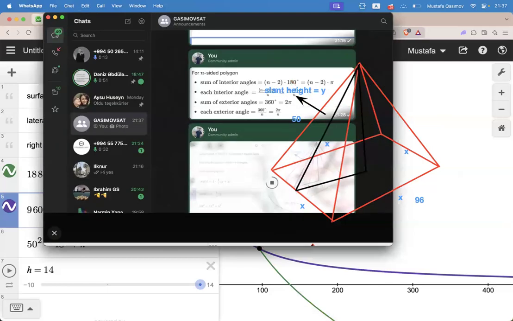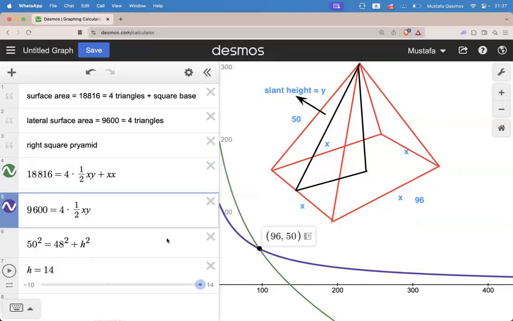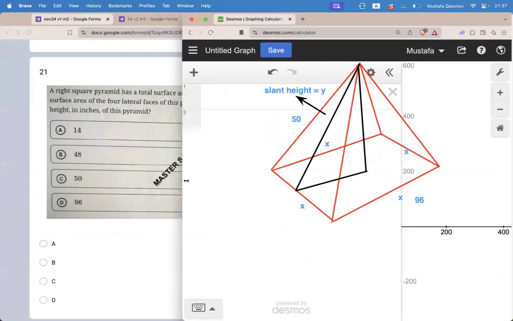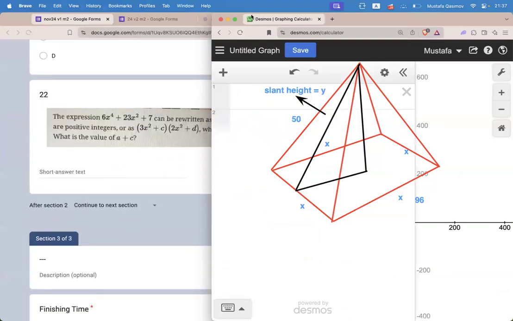Bunu da atalım gruba. Okay. Now let's look at this one, 22.